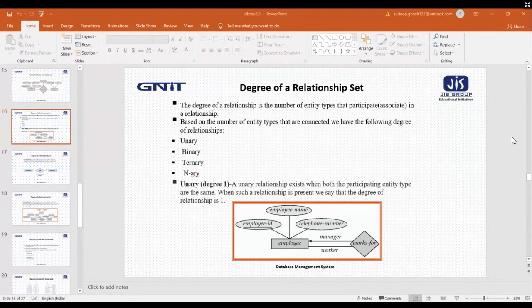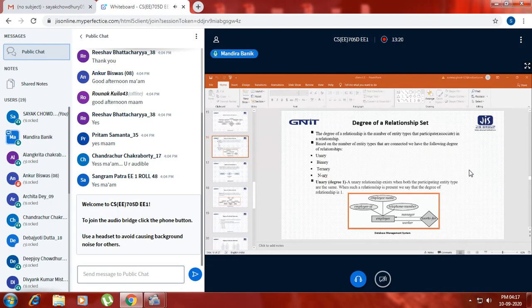He works on a job at a particular branch. Employee works on job at branch. Now see, when the ternary relationship is shown, all the attributes of the entities are shown also.